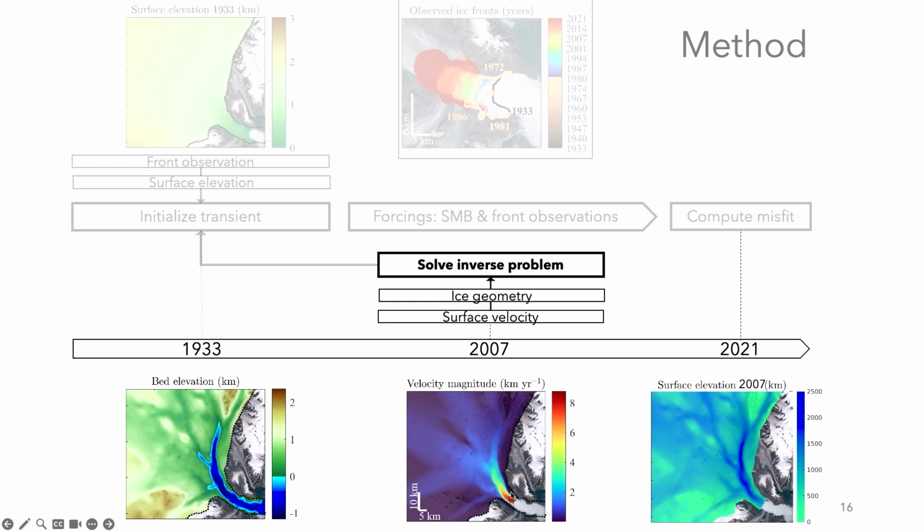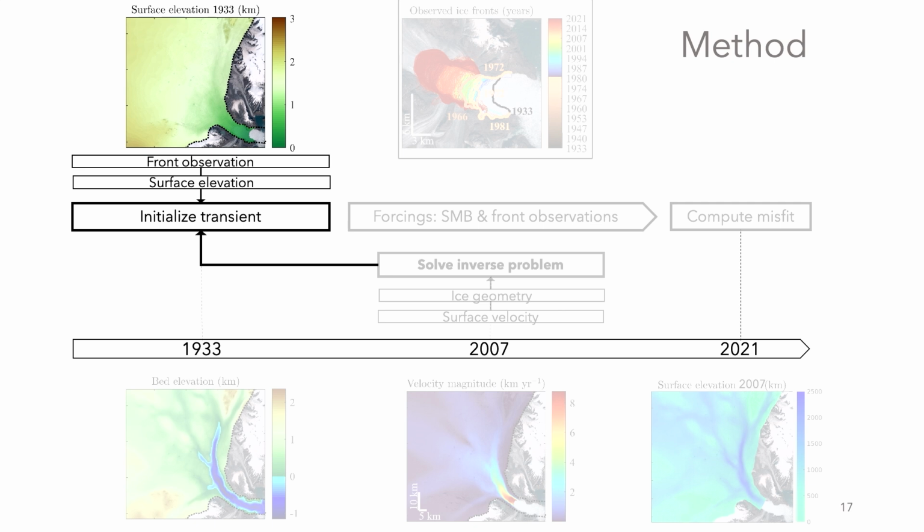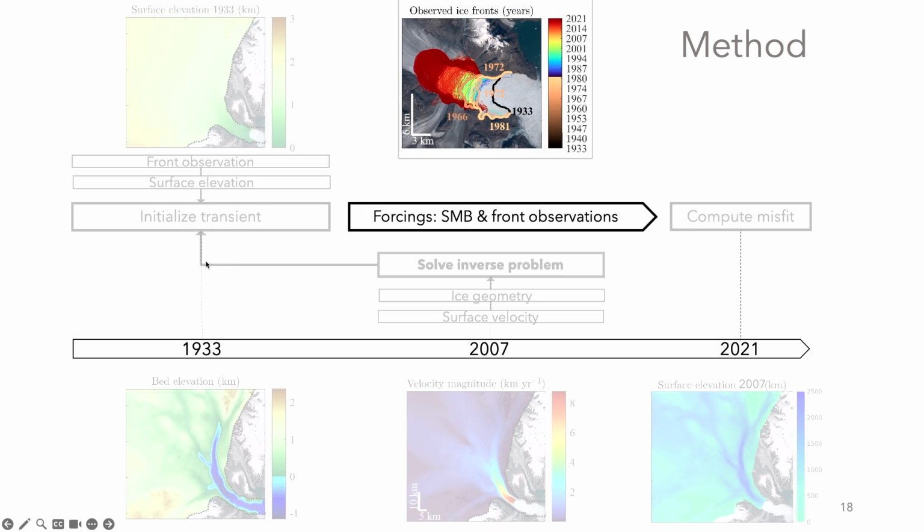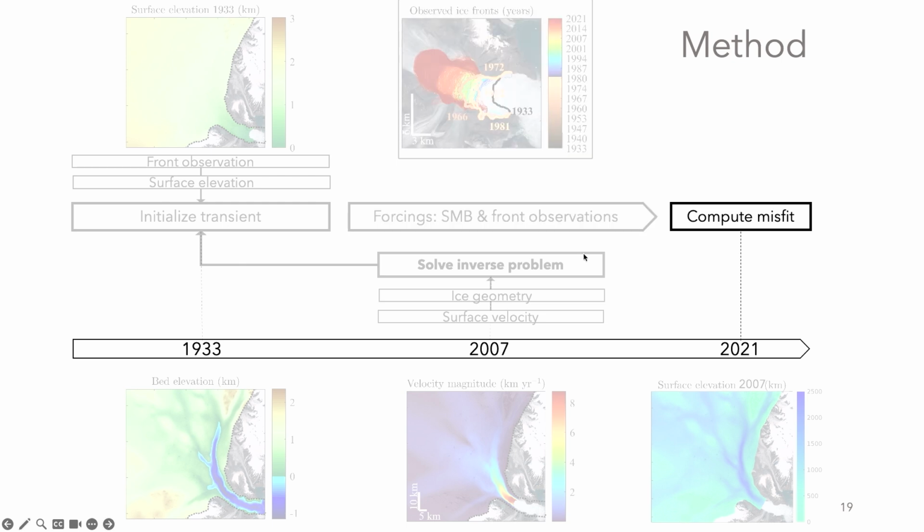But then we can invert for the friction coefficient based on these velocities. Since I don't have velocities in 1933, we assume that this friction coefficient is constant and doesn't change over time. Then we can use the geometries to initialize the model and run it forward in time based on surface mass balance models. So these are atmospheric forcings, and then changes in the front position. So this is also some kind of forcing. It's just where the front is, basically. We can compute the misfit and then use that to either inform updates of this process or to inform just the misfit in general, which I also did in the paper that I released on this work.